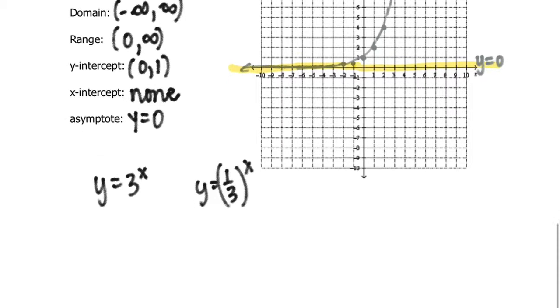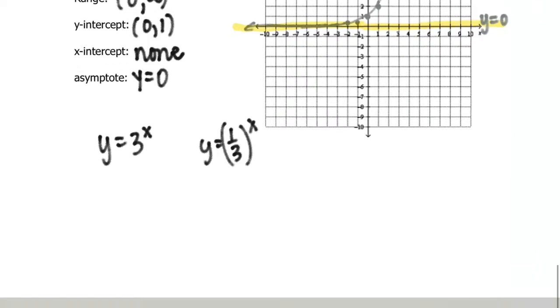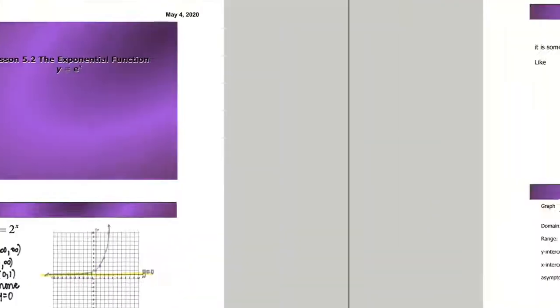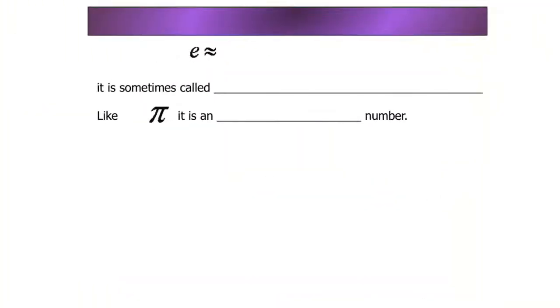So really all we're going to be doing here is graphing y equals e to the x. So what is e? E is a value. It is approximately 2.718. It does keep going, but I go out to 3 decimal places. It's approximately 2.718, and it's sometimes called the banker's constant. And we'll be able to talk a little bit more about that when we work with logarithms. So they call it the banker's constant. Like pi, it is an irrational number.